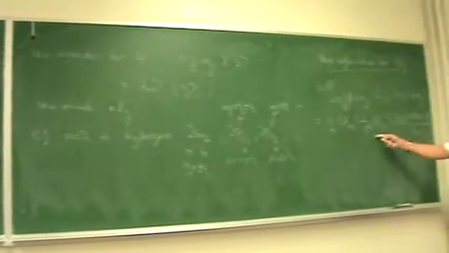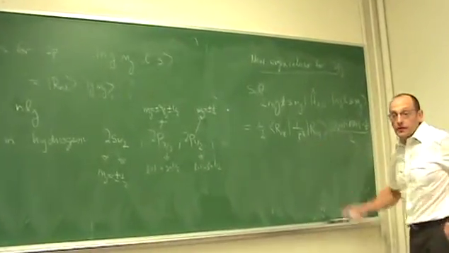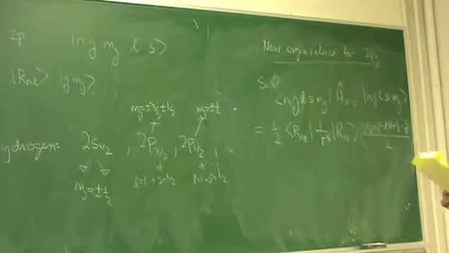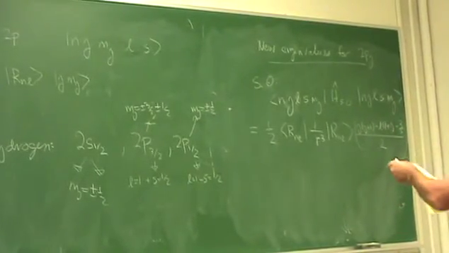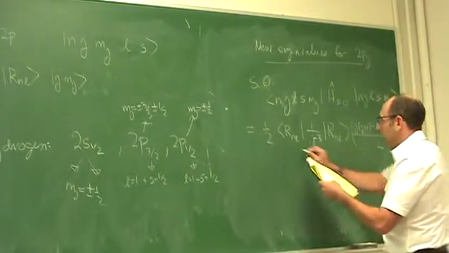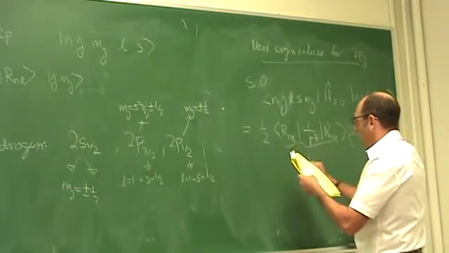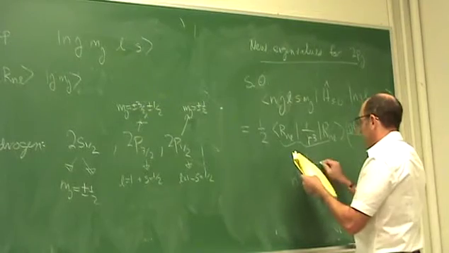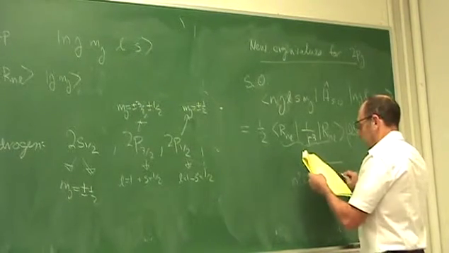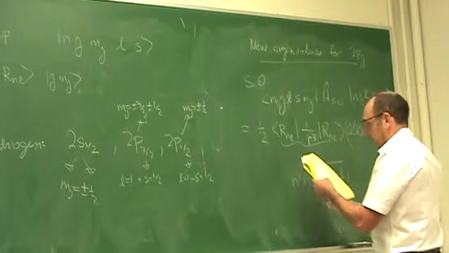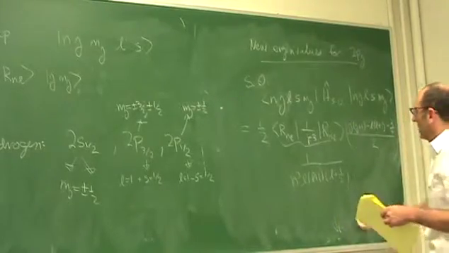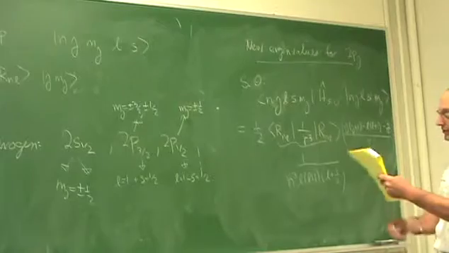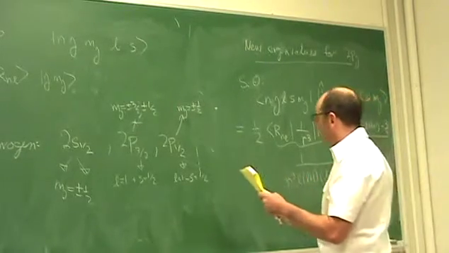So we need to evaluate this. This is equal to 1 over n cubed. We did this for homework. So, putting this all together, we get the following.